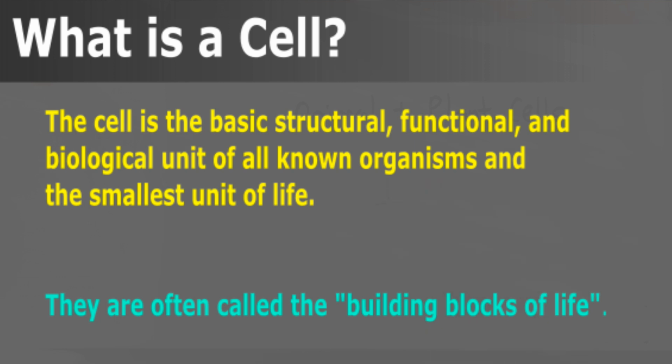Slide 1. The first thing they might ask you is, what is the definition of a cell? Even in the long paper, they might ask you to write it out. But they could also put 4 different choices, A, B, C, and D, and you're going to have to choose the correct one. So what is a cell? A cell is the basic structural, functional, and biological unit of all known organisms and the smallest unit of life.